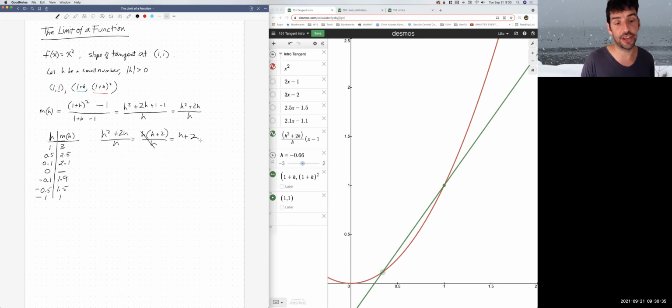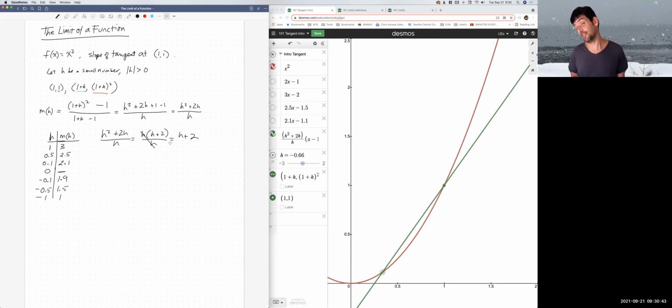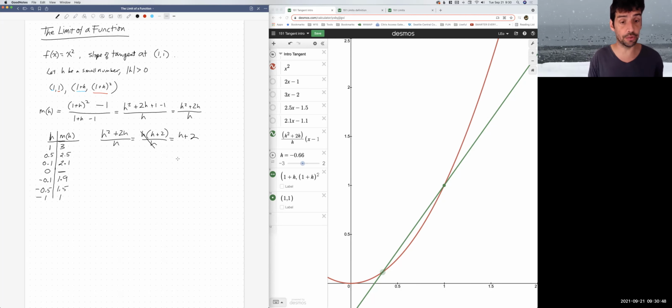So this equal sign is actually not true here because I used the move of dividing out a variable in the denominator that could have been 0. And so I'm ending up with something that's not correct. So these are not technically equal when h is 0.